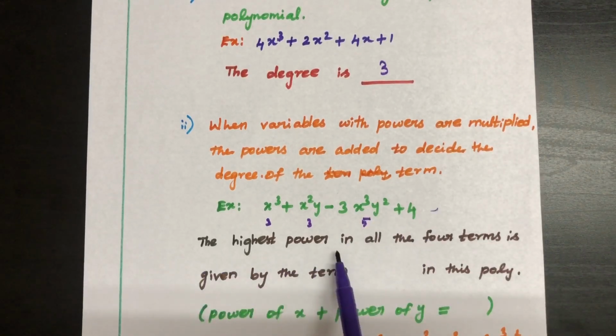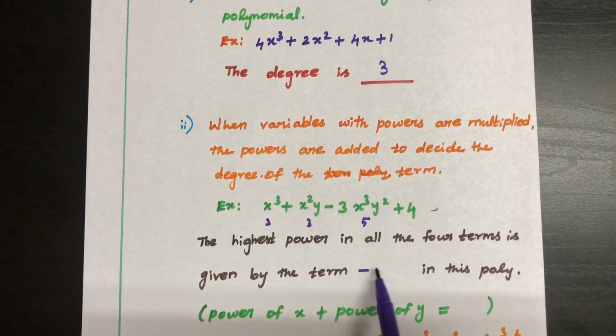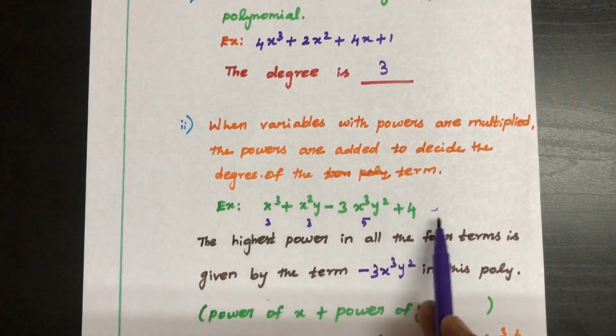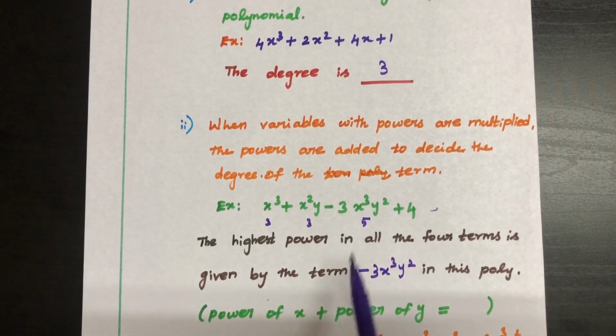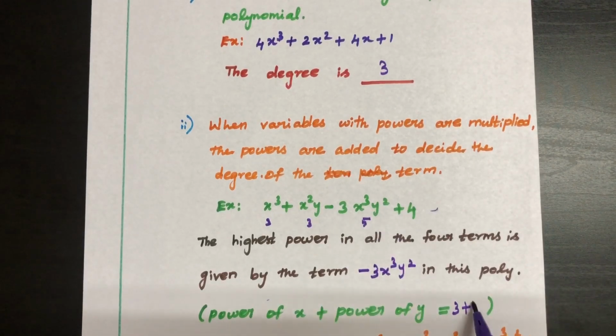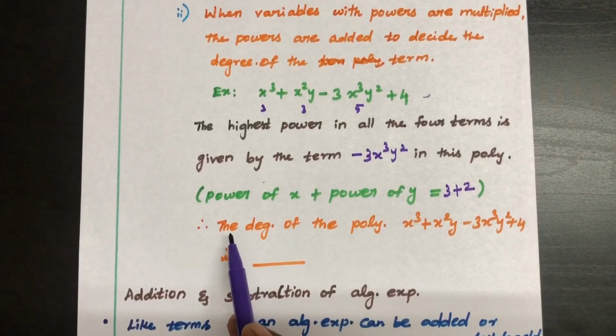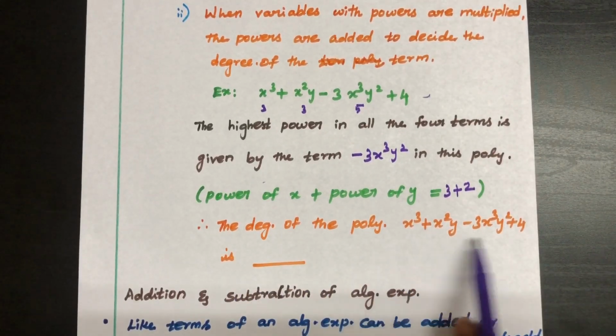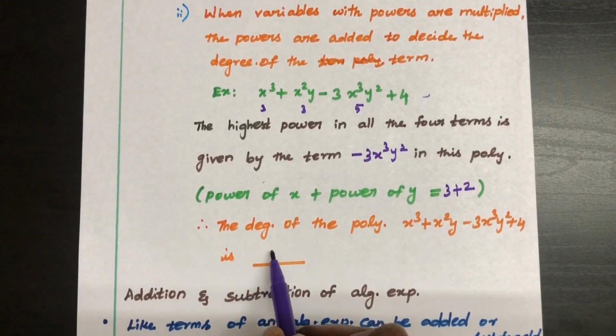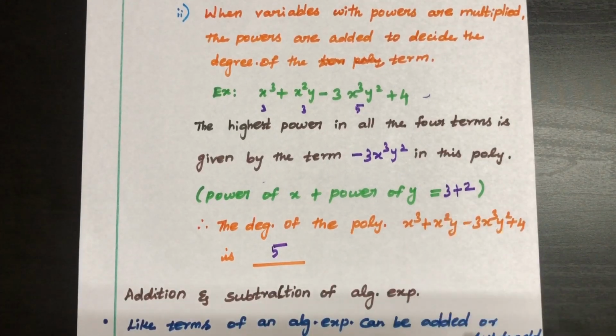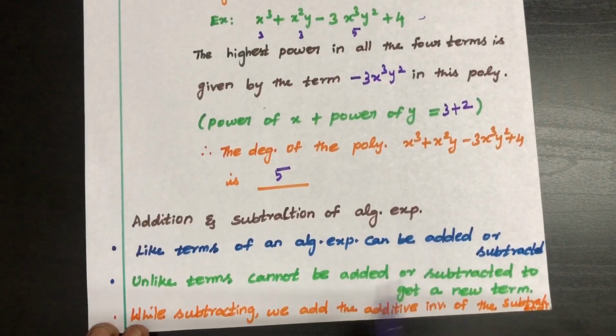So the highest power in all the 4 terms is given by the term minus 3x cube y square in this polynomial. So the power of x is 3 plus the power of y is 2. Therefore, the degree of the polynomial is 5. Just addition, that's all.